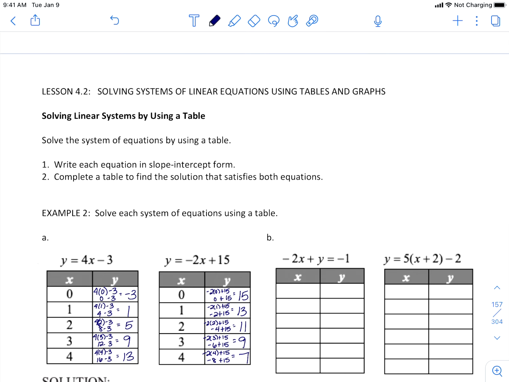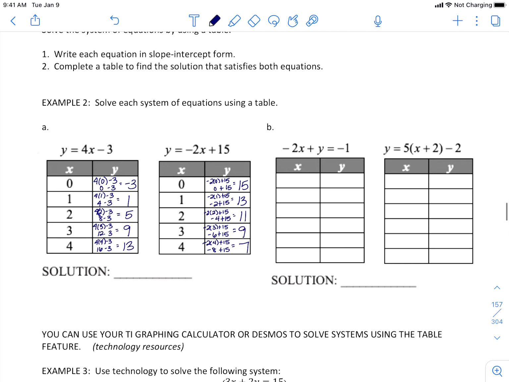So looking at my tables here, if I want to find the solution, I can see this one. For 3, we get the same output, so my solution is 3, 9.